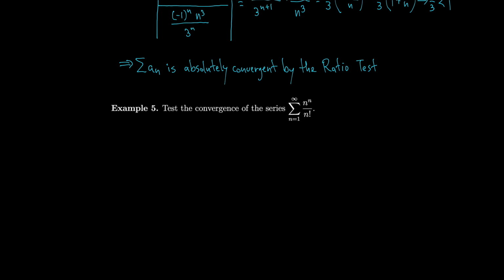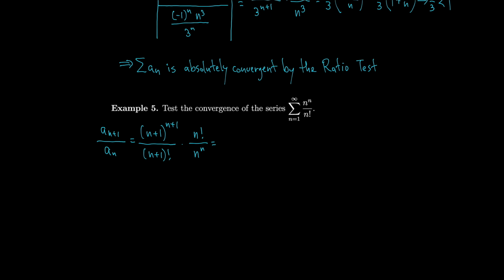Okay, how about n to the n over n factorial? So notice we don't need the absolute values in this case because the numerator and denominator are both positive, because we started at n equals 1. So this is just (n+1) to the n plus 1 all over (n+1) factorial, because we plug in n plus 1 instead of n, and then we divide by n to the n over n factorial, but dividing by that is the same as multiplying by the reciprocal, so we multiply by n factorial over n to the n.